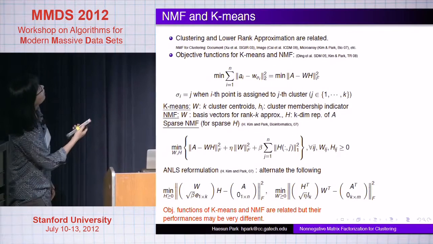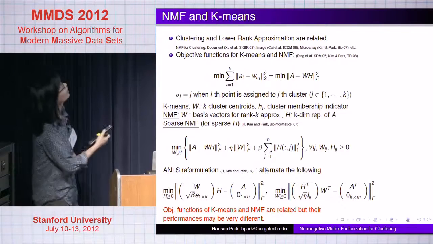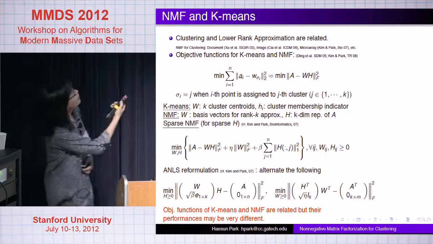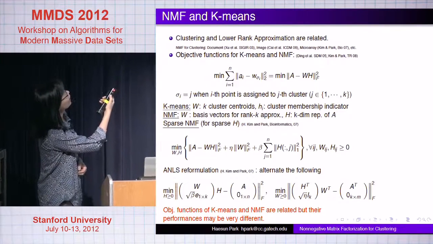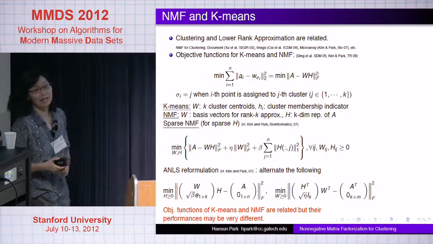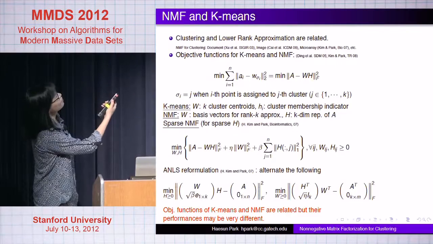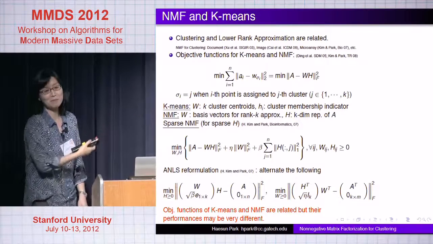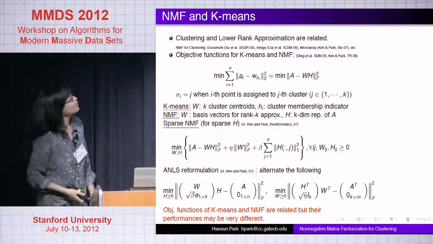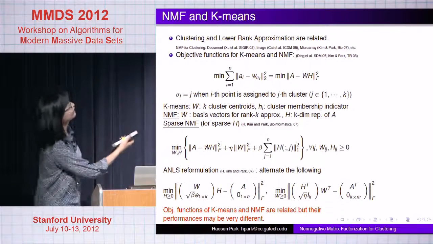Okay, so now I'm coming back to the main part of the talk. In many applications, NMF worked well. NMF is shown to work well as a clustering method. So is NMF related to K-means? There are papers showing NMF is equivalent to K-means, and I want to say it depends on what you mean by equivalent. It's not really equivalent.